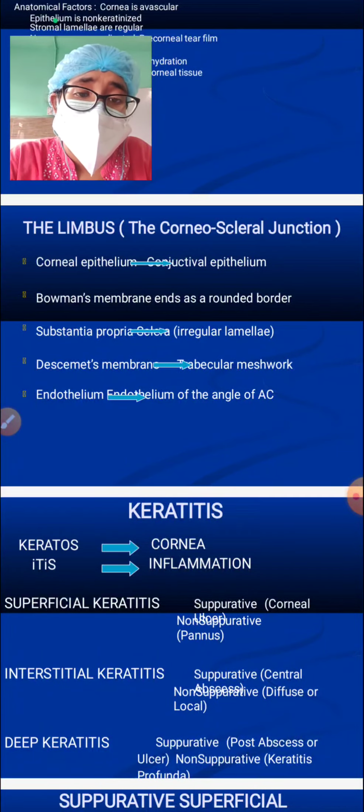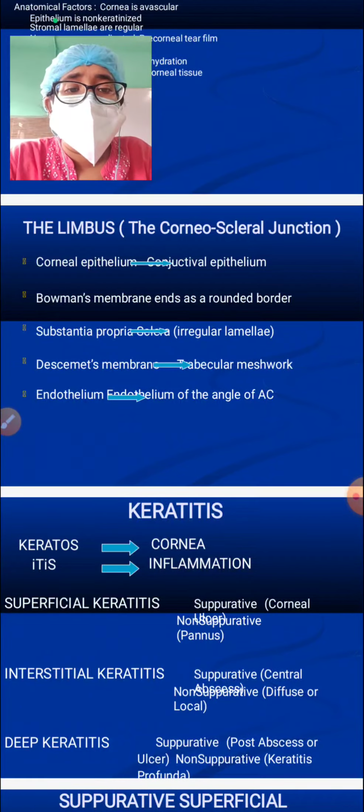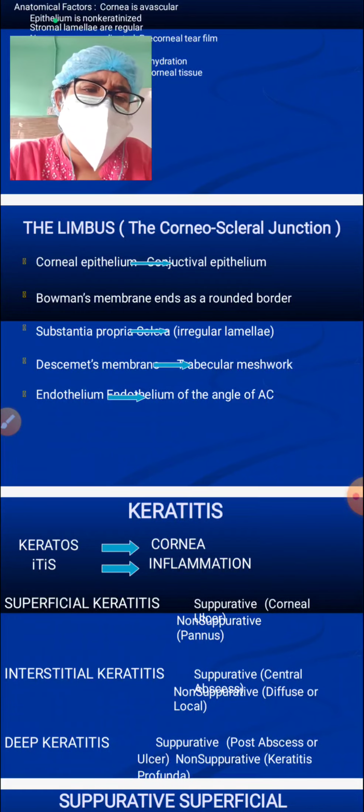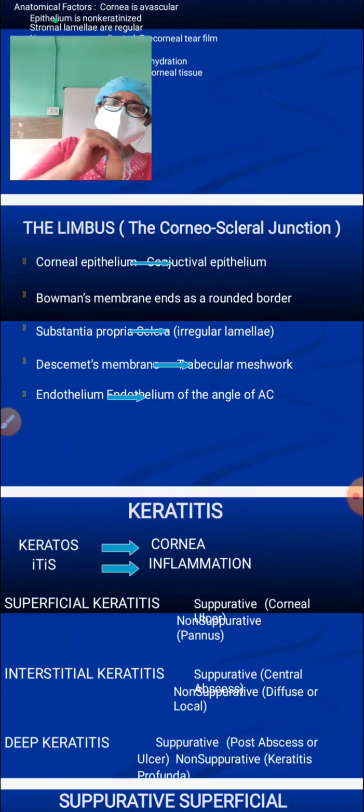with the trabecular meshwork. Which part of the trabeculum? That is known as the Schwalbe's line, and the endothelium is the angle of the AC, that is the iris, anterior of the iris tissue.